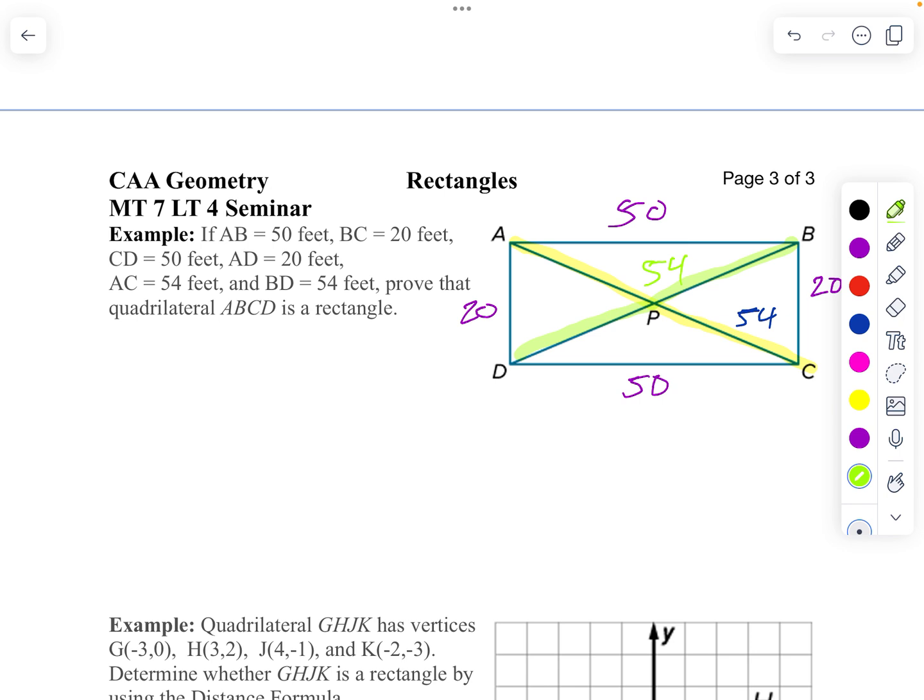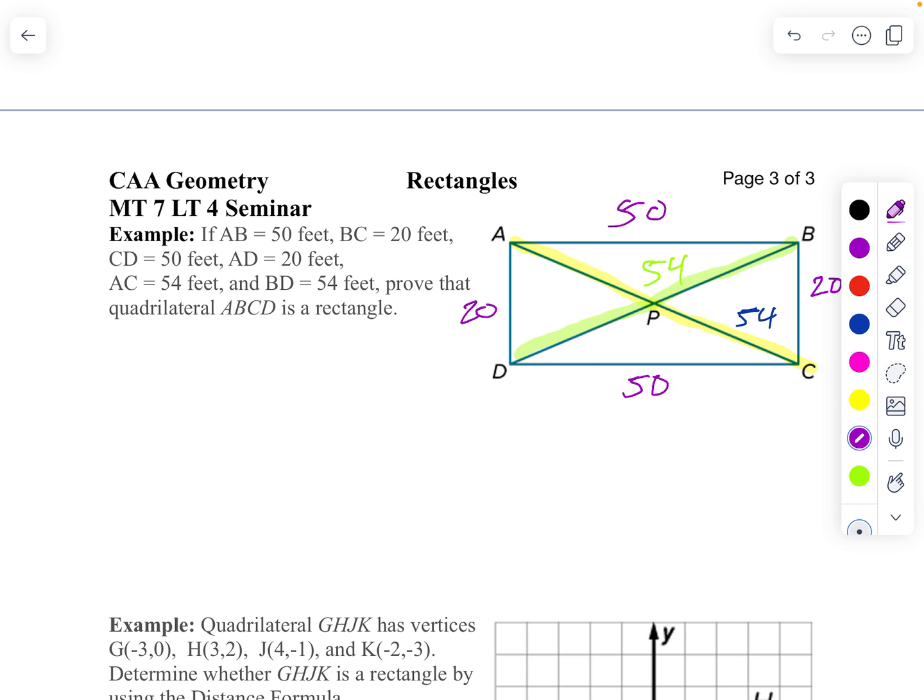I don't know if you can see that 54. And I want you to prove that it's a rectangle. So we're going to do a paragraph proof here. So first off, in order to show it's a rectangle, we've got to show it's a parallelogram. Is it a parallelogram? Yes, it is.